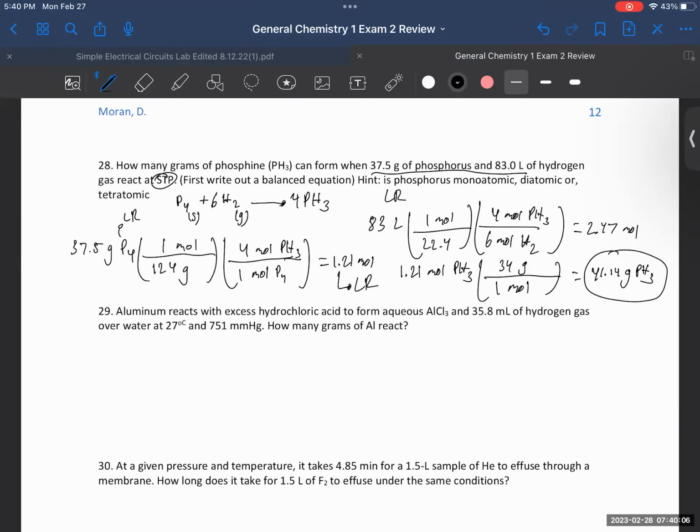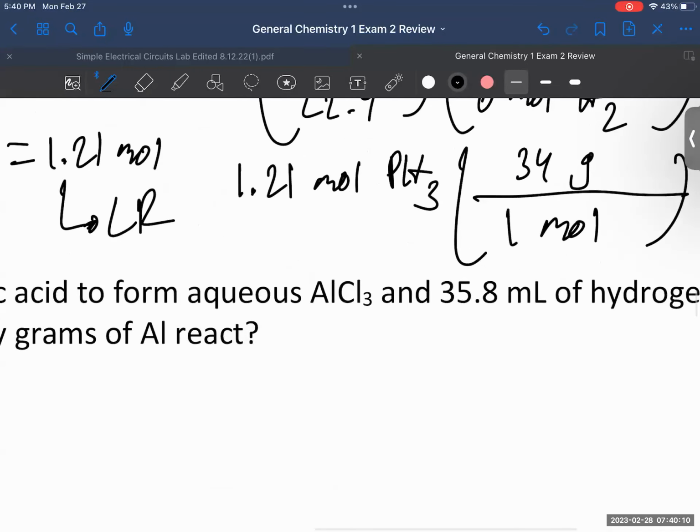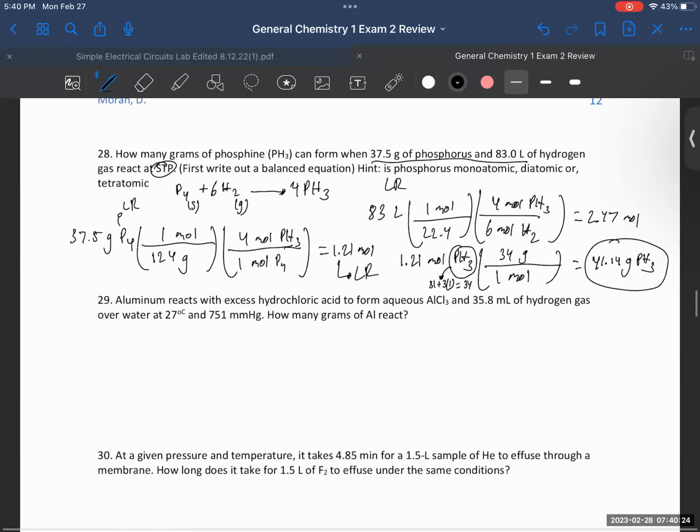Questions on that? So the 34 grams is the molar mass of this thing. So phosphorus is 31, then hydrogen, there's 3 of them, and the molar mass of hydrogen is 1, as filled in the periodic table. So 31 plus 3 is 34. That's where that came from. That makes sense?